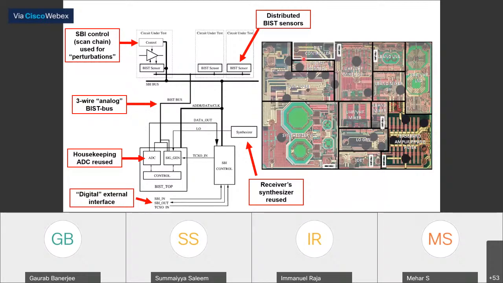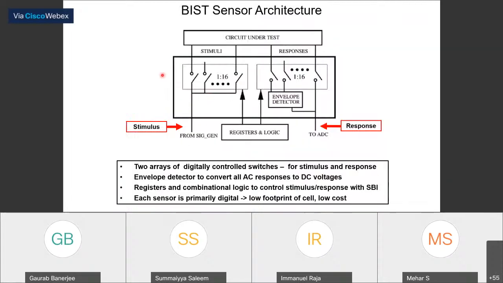But every other BIST sensor cell was really small. And they could be distributed all around the chip, as you can see, these white rectangles. And their job was to help the testing process. And there were two buses, an analog bus and a digital bus, that enabled this. So you can provide a stimulus from the signal generator. You can make a switch. This is essentially an analog switch, and it is connected internally to 16 nodes in the circuit under test. And using the digital registers and logic and the digital bus, you can flip one of these switches and apply a stimulus. Simultaneously, you could look at the response by flipping these switches.